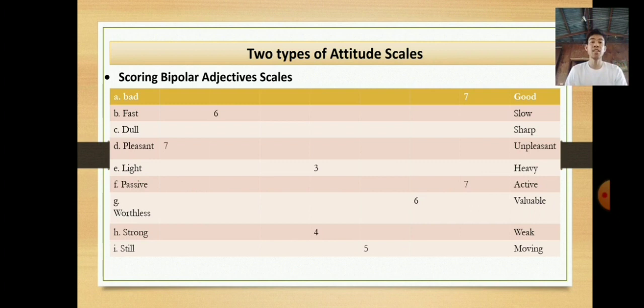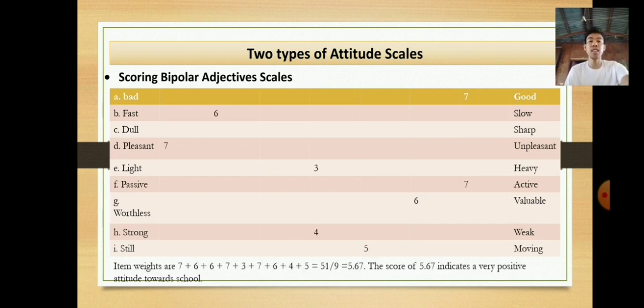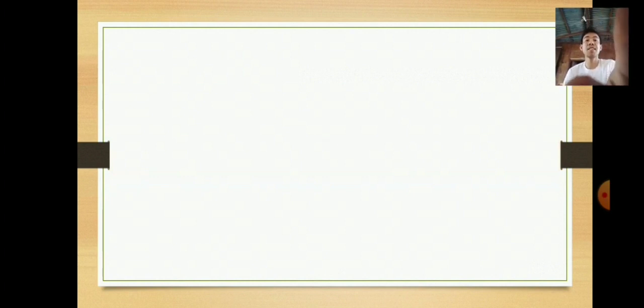So, how do we solve this? We do the same: the item weights are 7, we add 6, plus 6, plus 7, plus 3, plus 7, plus 6, plus 4, plus 5, which is equal to 51. Divide by the number of items, which is 9. This is equal to 5.67. The score of 5.67 indicates a very positive attitude toward the school. It is very positive because it is higher than our mean. That's it for the adjective scales.